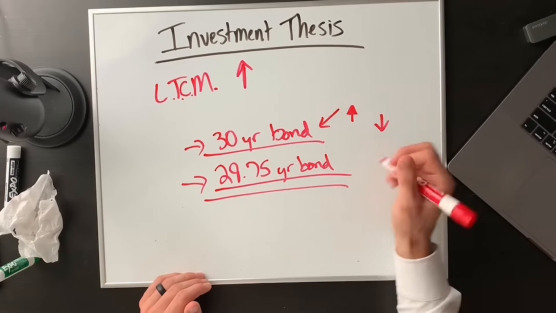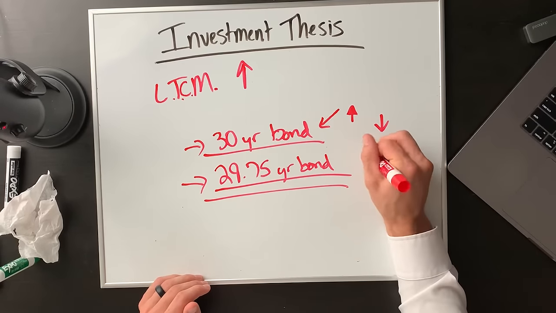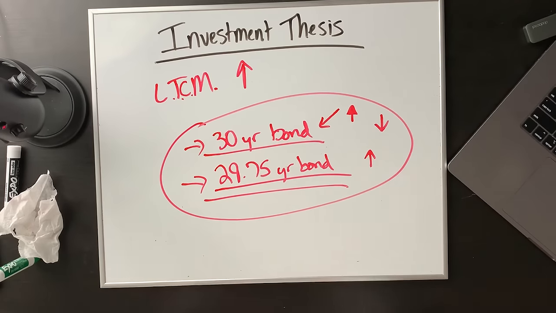So what Long-Term Capital Management did, their main investment thesis, was: we are going to short the 30-year bond and buy the 29.7-year bond, because there is a pricing difference between the two when they should be just about the same. One is overbought and one is underbought. A multi-billion dollar fund was built off of that small investment thesis, just focusing on two different bonds and a pricing difference between them.